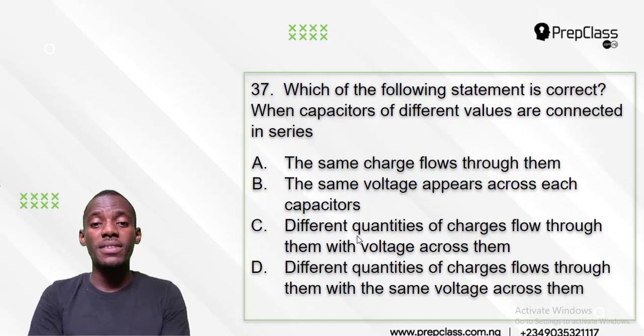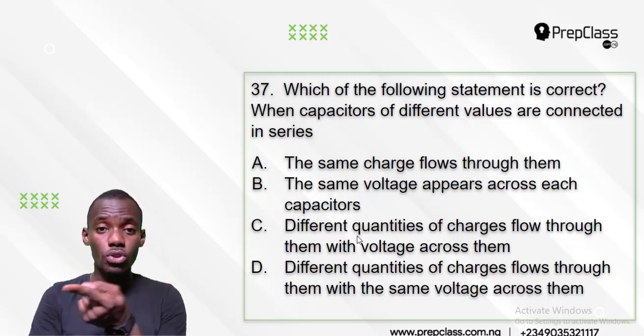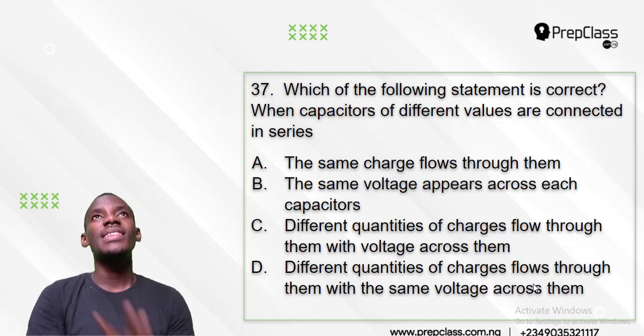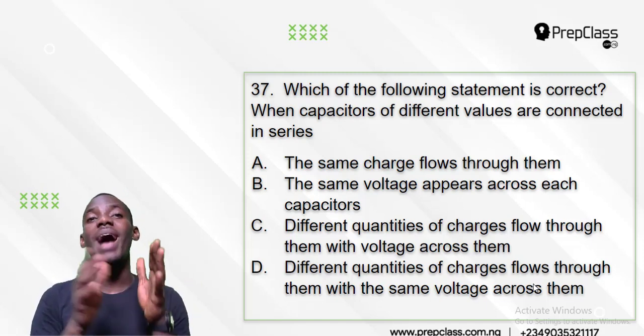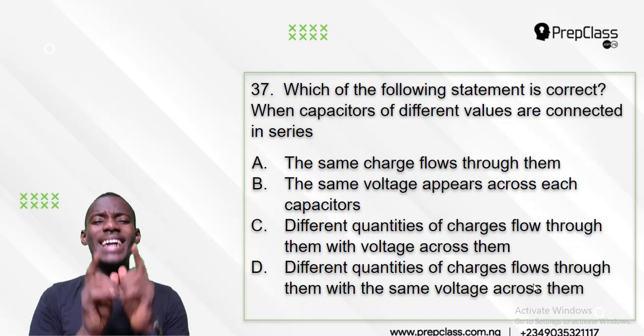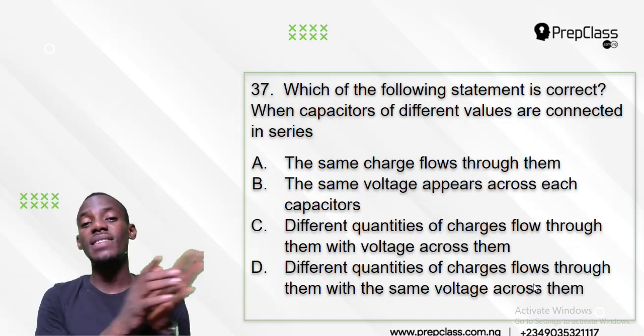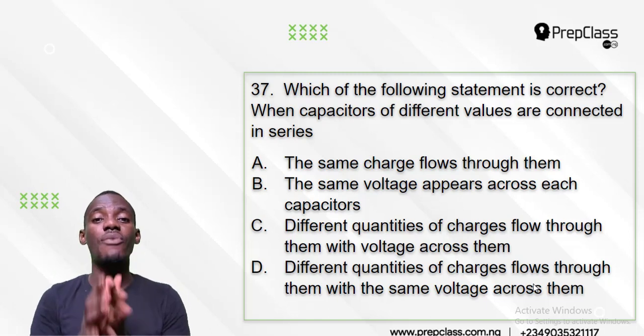Is it true that the same charge will flow through them, or the same voltage appears across each capacitor, or different quantities of charge flow through them with the same voltage across them? Generally we know that anything in series has the same current, and anything in parallel has the same voltage. That's a general rule.